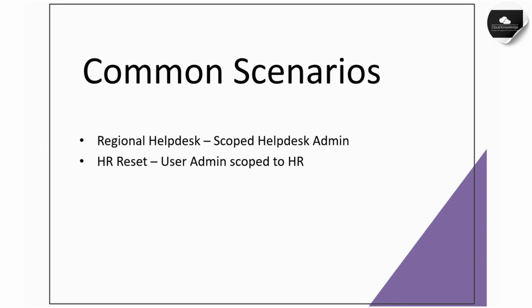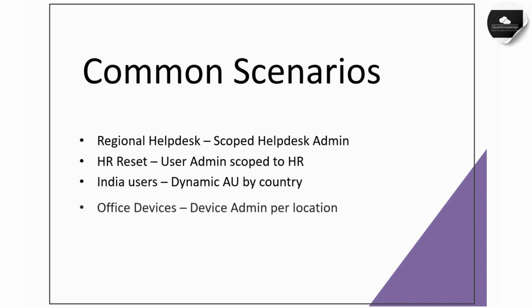HR: reset user scope to HR. If you have created AUs on a department basis, then the admin from that particular department, whether it could be a manager, a director, or a team lead, whoever we have given the admin task, can reset their password or whatever else they need to reset, attributes and other things, so they can manage from there itself. India users: dynamic AU by country. With the help of a dynamic group, we can directly add India users, or country-wise or region-wise users, based on the attribute that we select, so they are added to that particular AU. That could be an automation you can do in your environment.